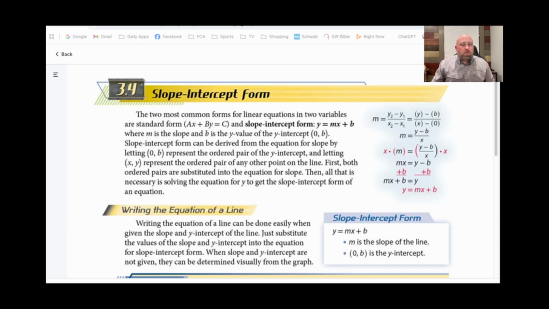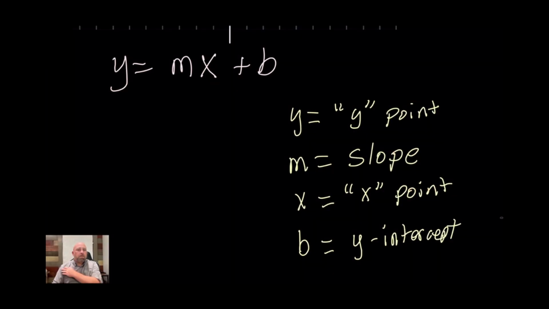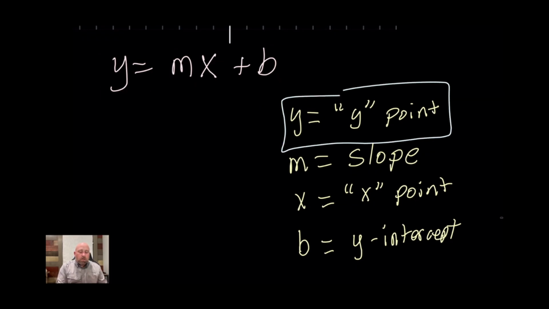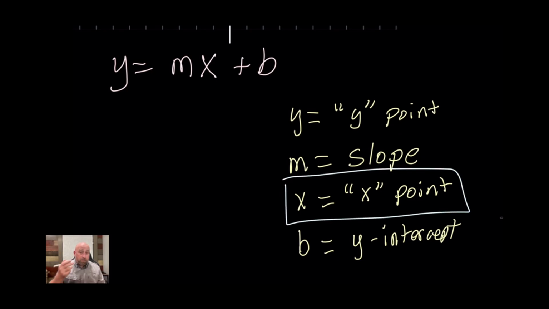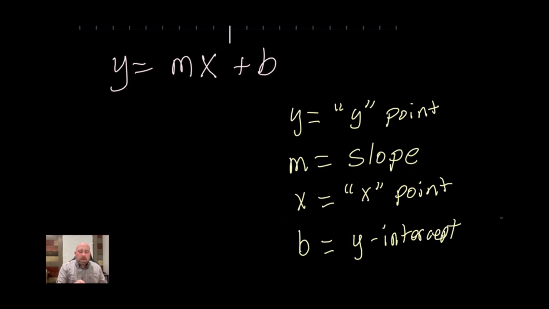All right, so here it is, slope-intercept form, y equals mx plus b. I will go ahead and put it up on the screen for you. So here is the actual form. What does the y equal? Well, the y equals the y point. The m equals the slope of the line. The x equals the x point. So the x is the x point and the y is the y point. And then the last one would be the b.